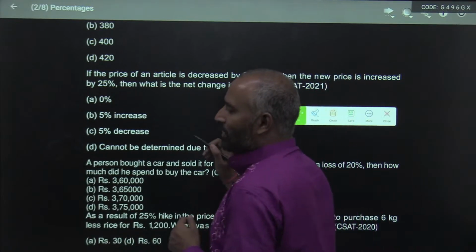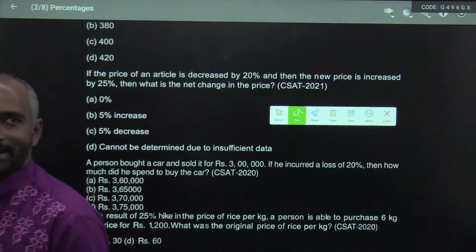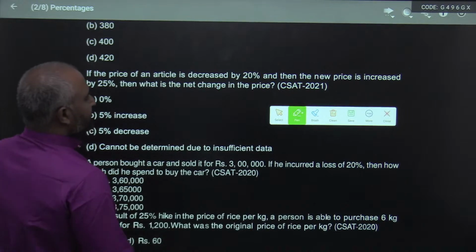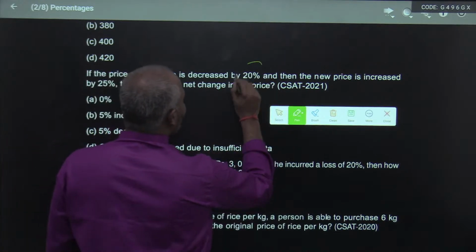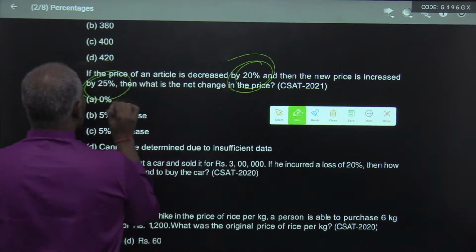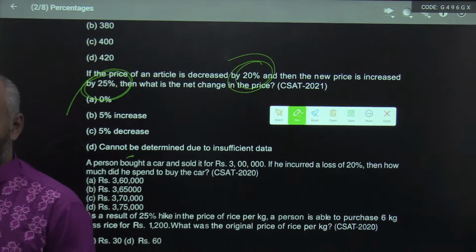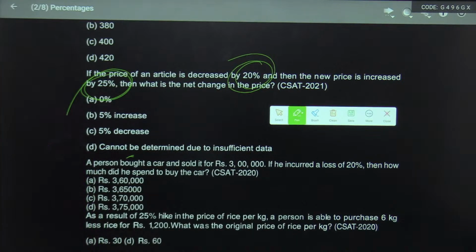People who have paid attention to the second problem that we solved, this becomes a 3 or 4 second problem for them. I am just giving you a hint. See the percentages, 20% and 25%. What should it remind you of? It should remind you of the N by D rule. Okay, take a minute and solve this.